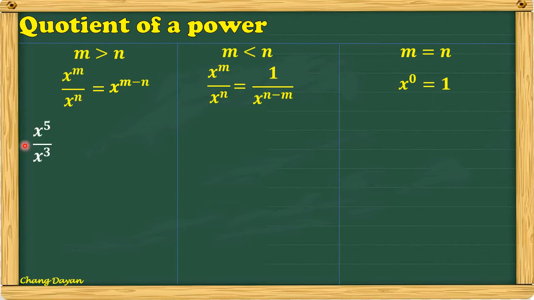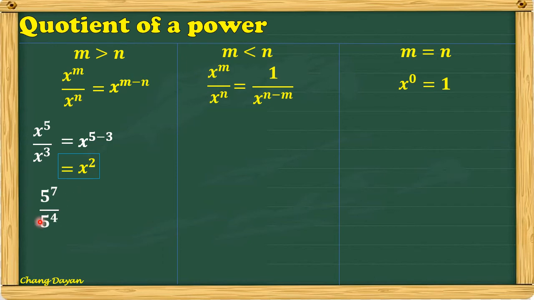Now, let us have an example. For the first case, we have x raised to the 5th all over x raised to the 3rd power. So, ang ating m dito ay 5. Ang n naman ay 3. So, you will just get the difference. So, we'll have here 5 minus 3 will get the difference of 2. So, our answer is x squared.